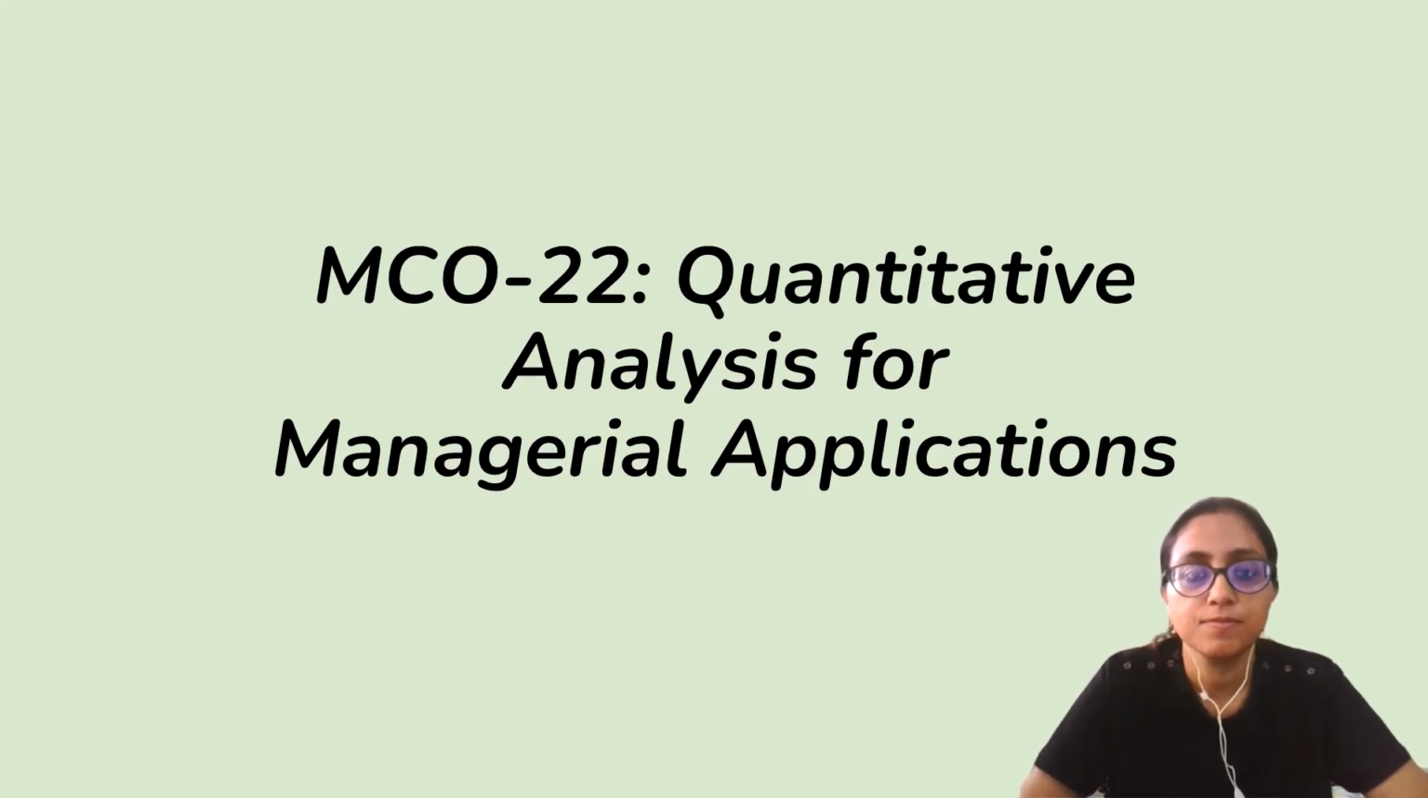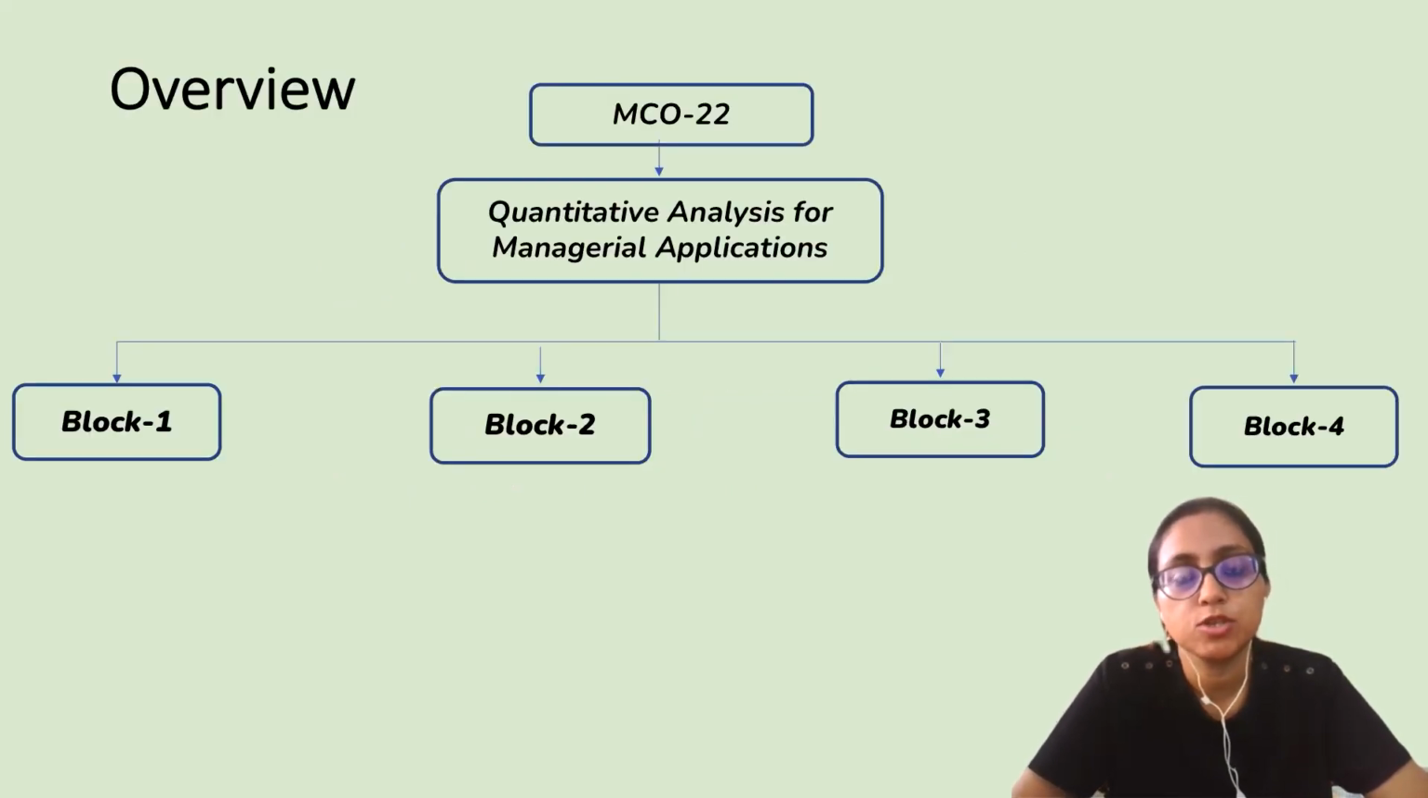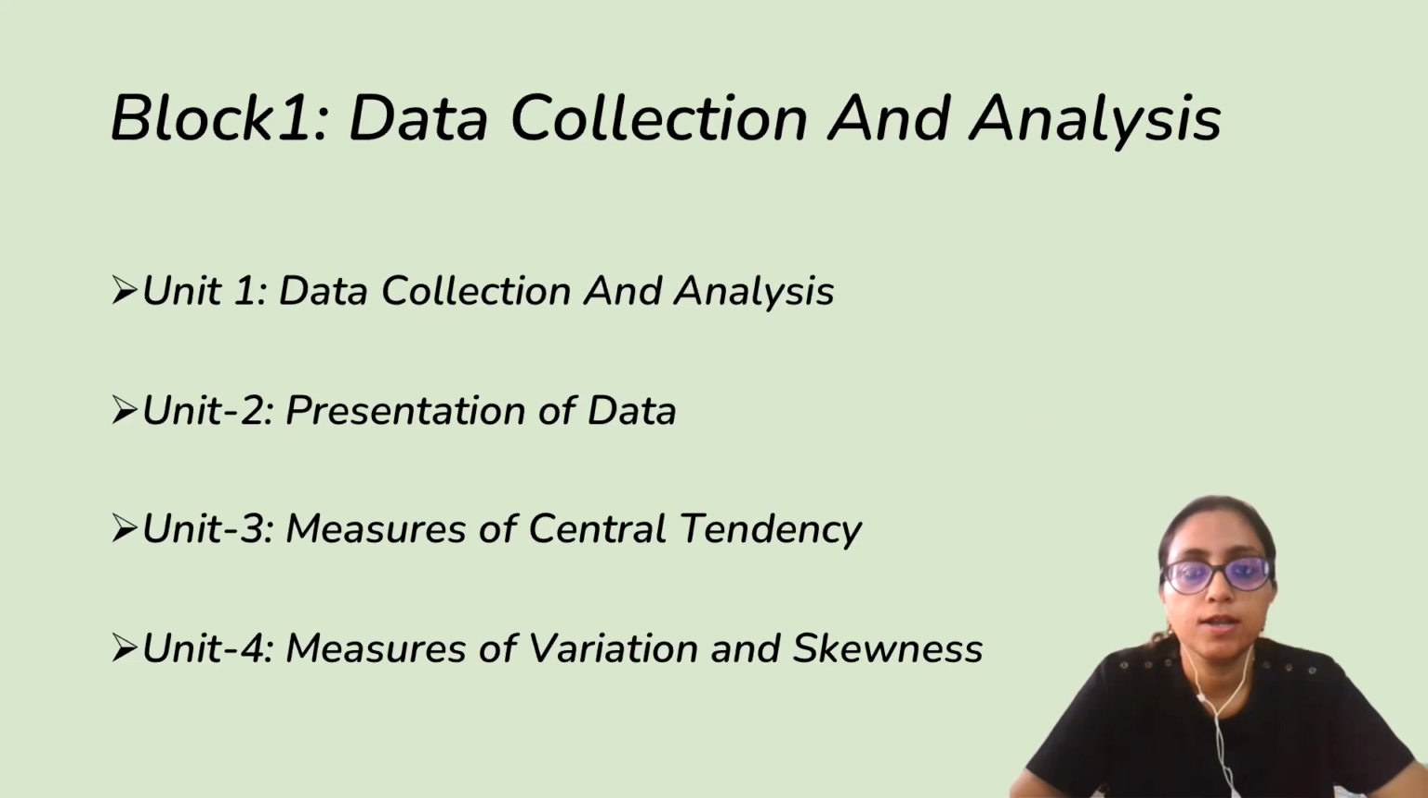So let us start. This paper, which is MCO 22, also known as Quantitative Analysis for Managerial Applications, is basically divided into 4 blocks: Block 1, Block 2, Block 3, and Block 4. Each block contains 4 units each. Okay, so there are a total of 16 units in this paper. So let me give you an overview of Block 1.